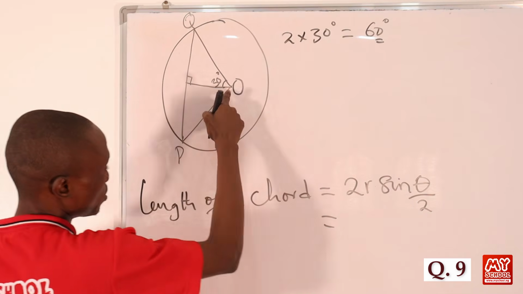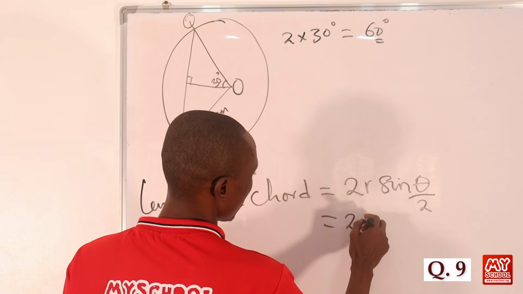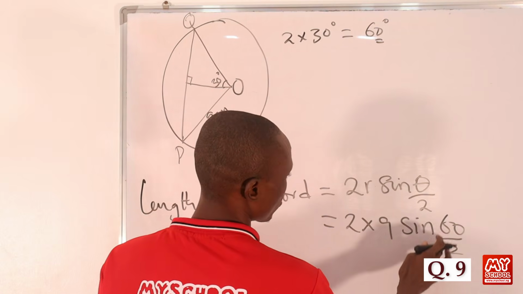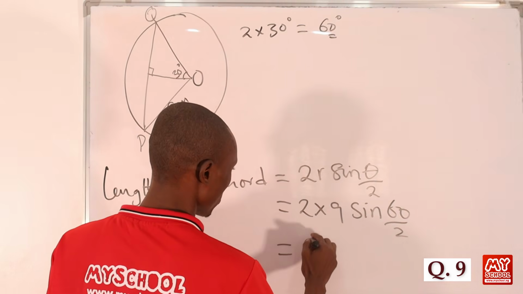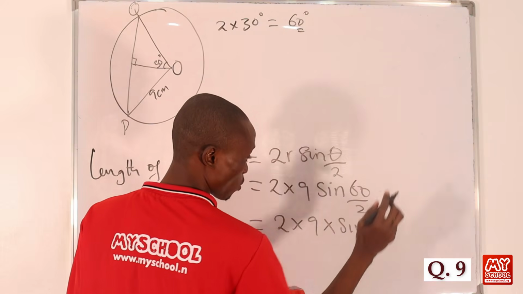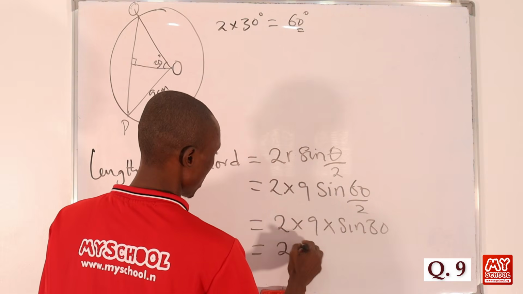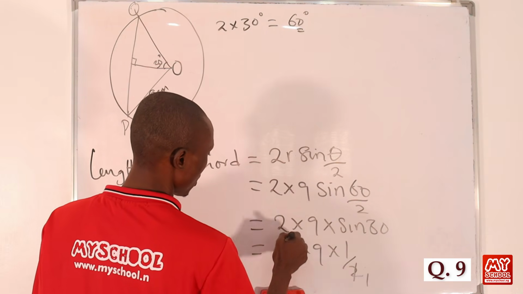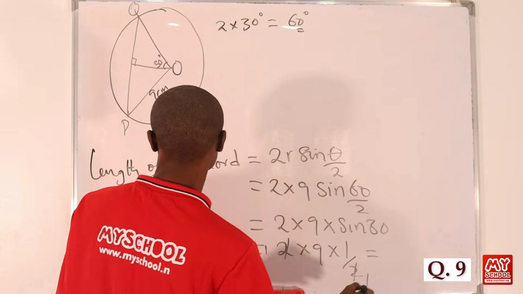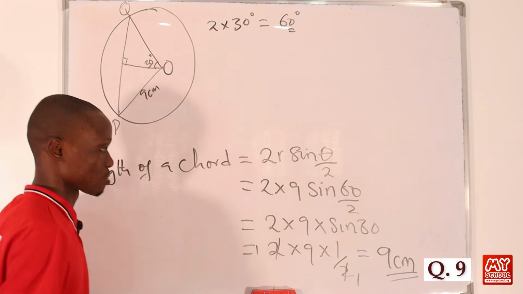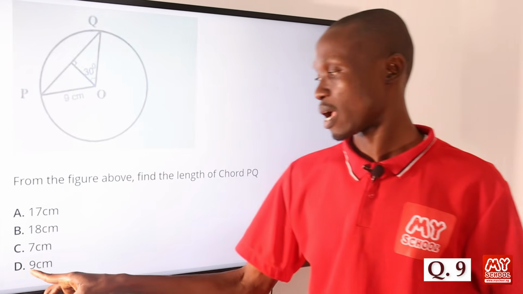So let's substitute. We know that the radius given to us is equal to 9. So you'll be having 2 times 9, then times sine of 60 all over 2. So 60 divided by 2 will be equal to 30. So you'll be having 2 times 9, then times sine 30. And sine 30 is equal to 1 over 2. So we'll be having 2 times 9 times 1 over 2 in place of sine 30. The 2 here is 1 and the 2 here is also 1. So at the end of the day, we have the length of the chord PQ to be equal to 9 centimeters. Let's return back to the screen to pick the correct answer to this question, and that is option D, 9 centimeters.